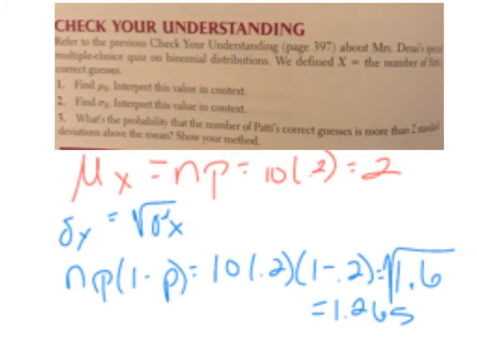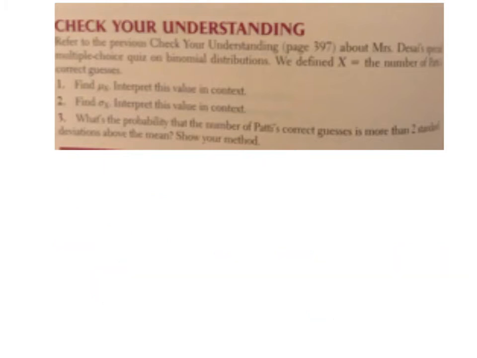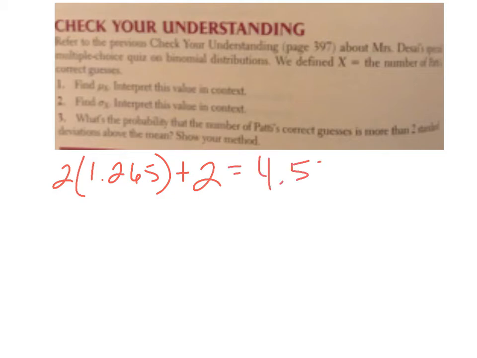Now when I go to do part 3, which is the probability that the number of Patty's correct guesses is more than 2 standard deviations from the mean, I need to show my method. So let's walk through what we're doing here. What I want is the probability that Patty is more than 2 standard deviations from the mean. First, I need to figure out what that is: 2 times my standard deviation of 1.265 plus the mean. I need to add it to the mean so I know what value I'm trying to be greater than.